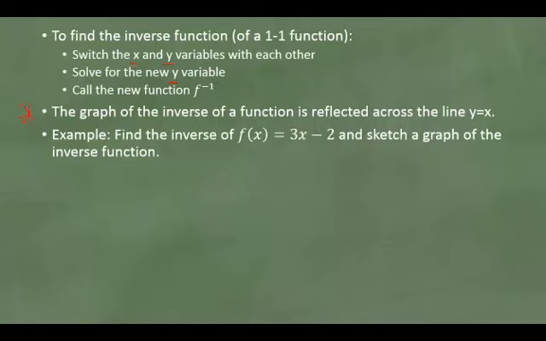To find the inverse of f of x equal to 3x minus 2, or y is equal to 3x minus 2, we're going to flip the x and the y. X is equal to 3y minus 2. And we're going to solve for that y. So we need to add 2 to both sides to get x plus 2 is equal to 3y, and divide both sides by 3, which would give us y is equal to x plus 2 over 3. And then we're going to call that function x plus 2 over 3 f inverse of x. So that's the inverse right there.